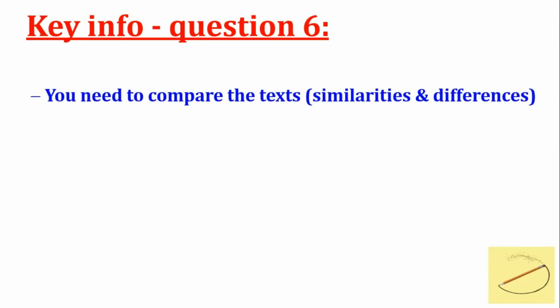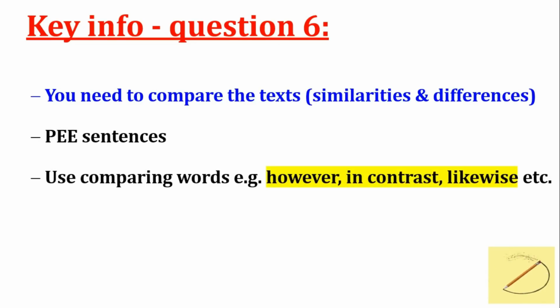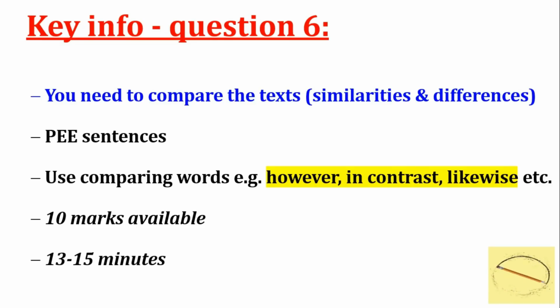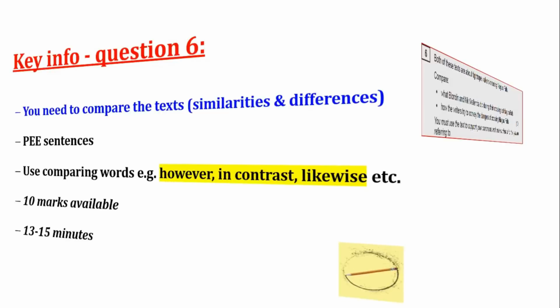Key info for question 6: you need to compare the texts, maybe say what's the same and what's the difference. Use PE sentences, and use comparing words or adverbials like however, in contrast, likewise, in comparison, things like that. 10 marks available, so 13 to 15 minutes. On average, students do the worst on this one. It's the worst one they do on the reading exam, mainly not because it's a particularly hard question, but because it's the last question and people run out of time. So you need to give yourself at least 13 minutes to do this question.